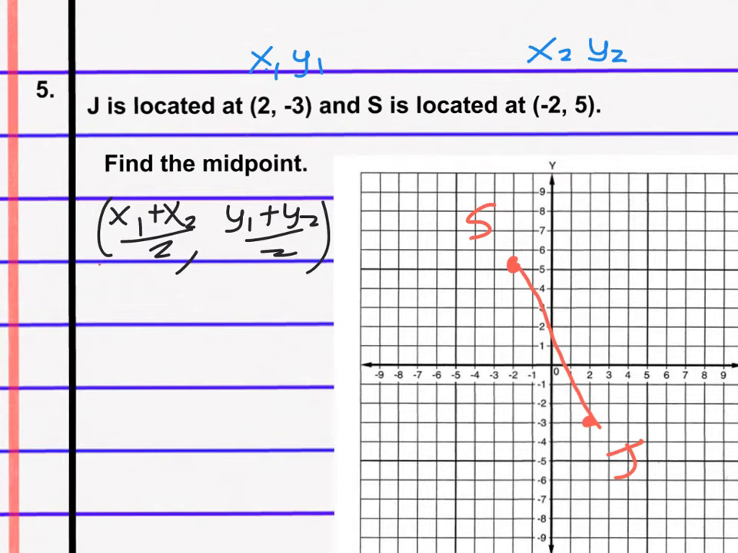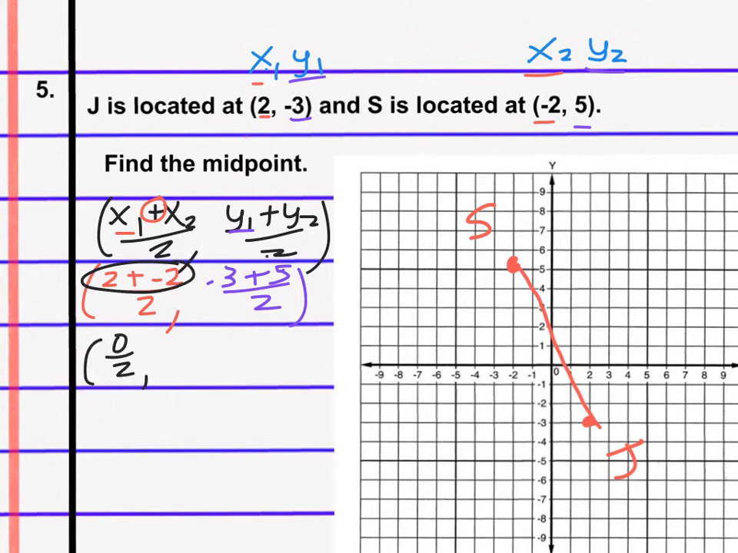Then you're just going to plug everything in. So for x1, I'm going to put 2. Plus, your formula always has a plus. x2 is negative 2 divided by 2. For my y's, y1 is negative 3, y2 is 5. Again, you can use a calculator. That's totally fine. 2 plus negative 2 gives me 0. Negative 3 plus 5 gives me 2.